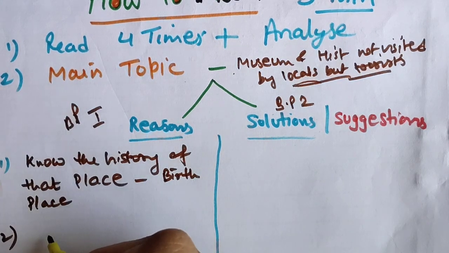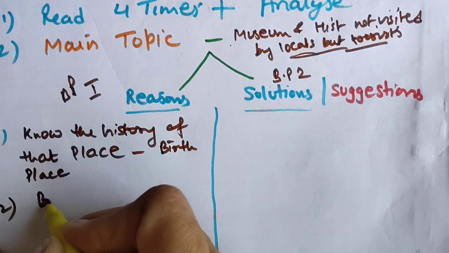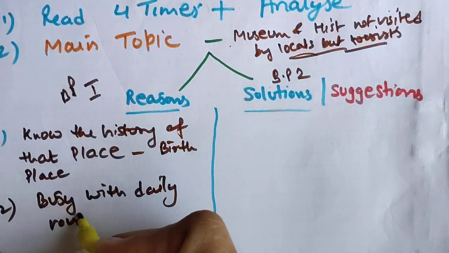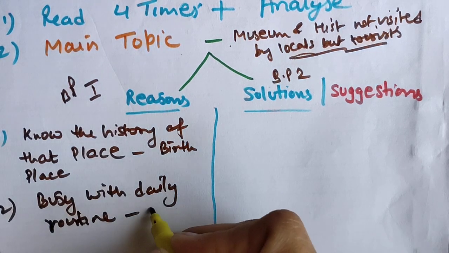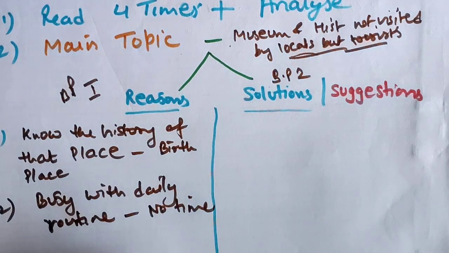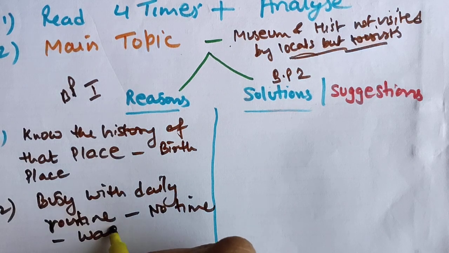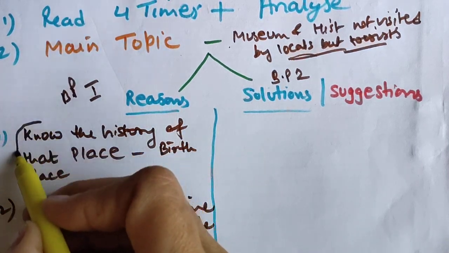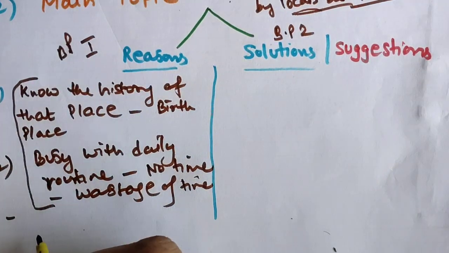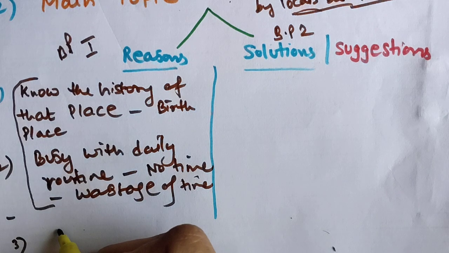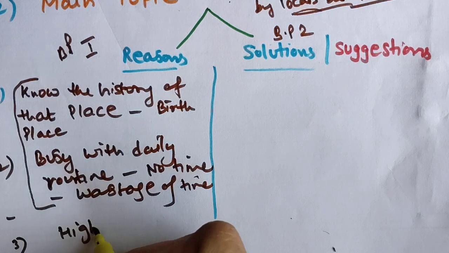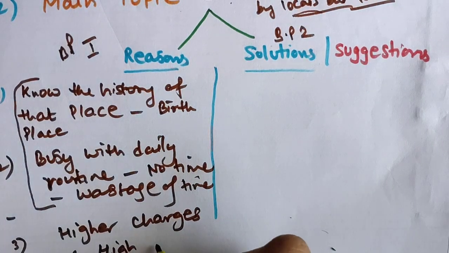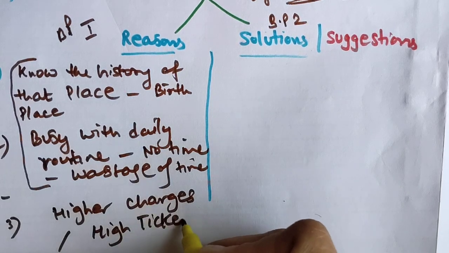Second thing, we can say here, all the time they are busy with their daily routine. They don't have time, no time to visit these places. Okay, and moreover they think that it is a wastage of time, because they know everything from their childhood. Wastage of time, and you can combine these 2 points in one point. Okay, now another important point I can say, because some museums have higher charges, or you can say high ticket entry charges. You can write high ticket rates.